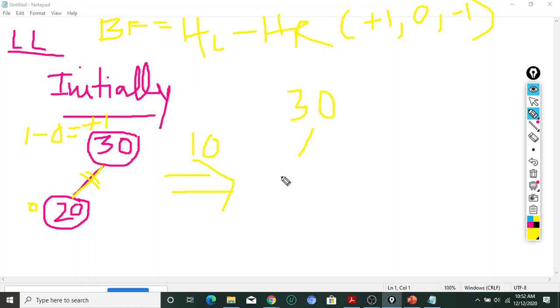This is my initial condition. I am not going to circle every time because it will take some time. So will 10 be added to the right side of 30 or the left side of 30?